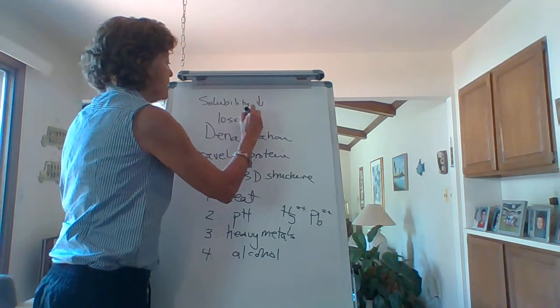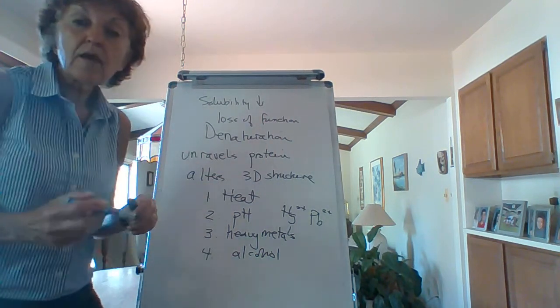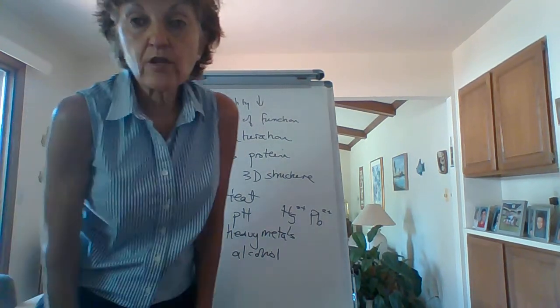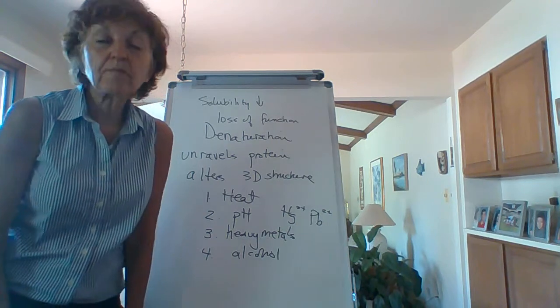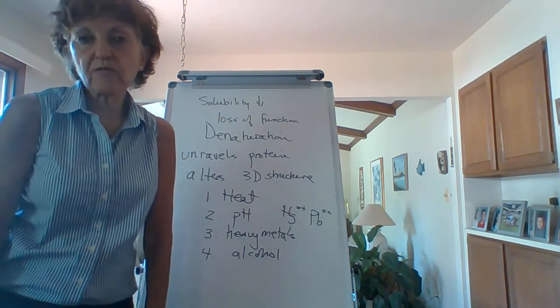Usually we'll have a loss of function. So, for example, if it's an enzyme and that enzyme has to catalyze a specific reaction and you've denatured the enzyme, it won't work anymore. It will not catalyze the specific reaction.